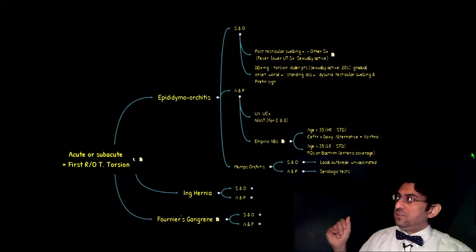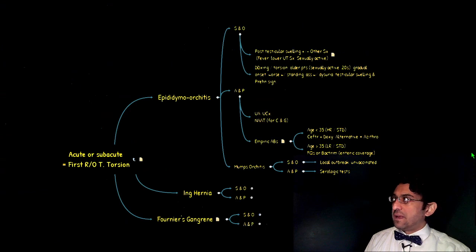This finishes our discussion of scrotal pain with acute to subacute onset. Again, rule out torsion, see if we have symptoms in favor of either epididymitis or inguinal hernia or Fournier's gangrene, and manage accordingly.